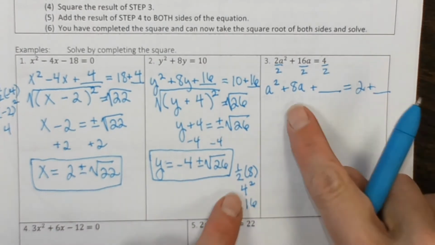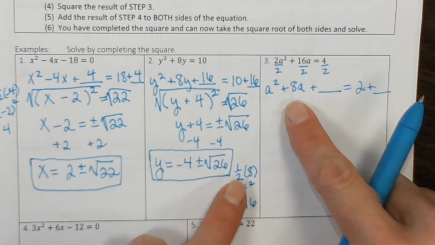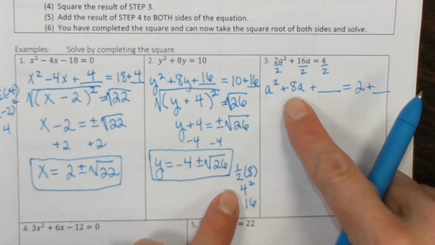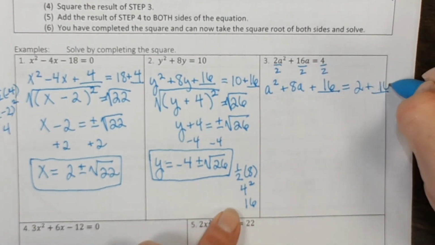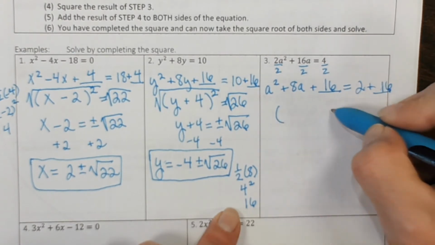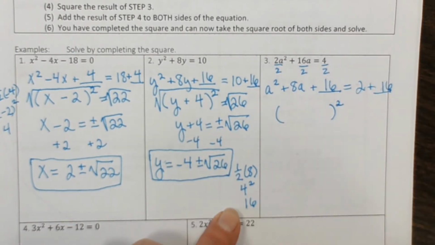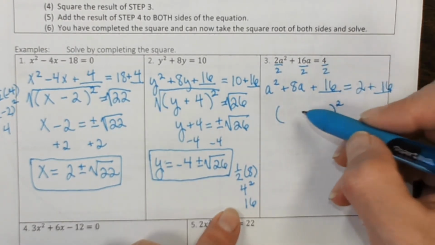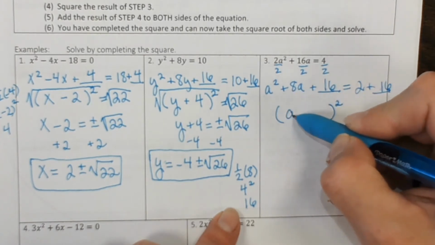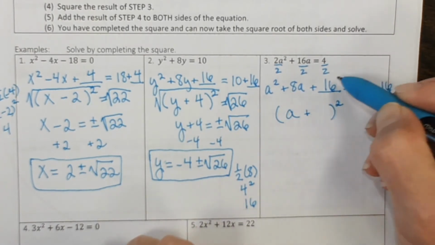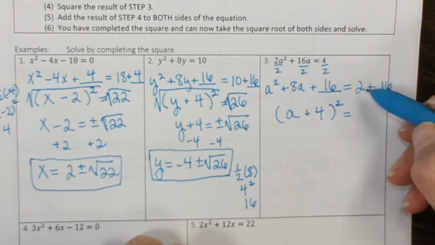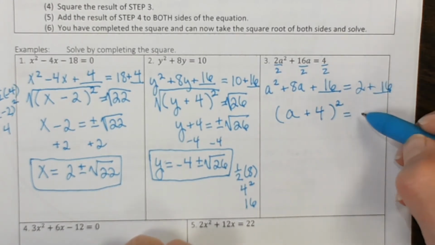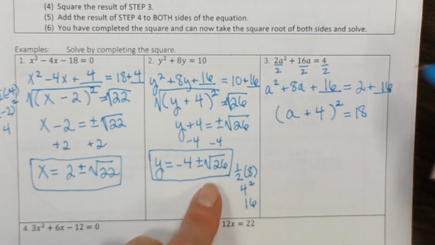Well, we just did this one, right? We know what the numbers should be. Half of 8 is 4. 4 squared is 16. So we're adding 16 to both sides. Okay, the whole reason that we do that is because we're going to get that binomial squared. Here our variable is a. The number that we squared to go here was 4, so that's what goes in with my binomial. And then I have 2 plus 16 is 18.